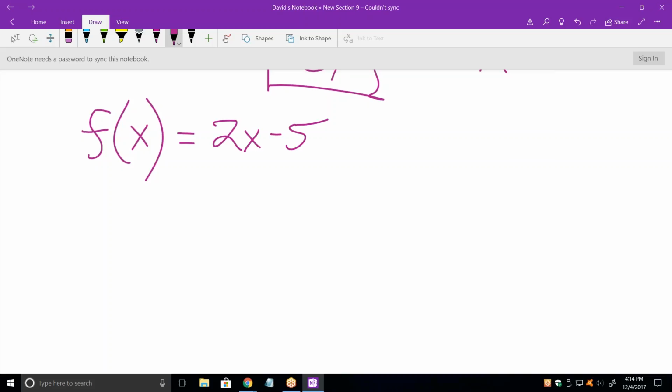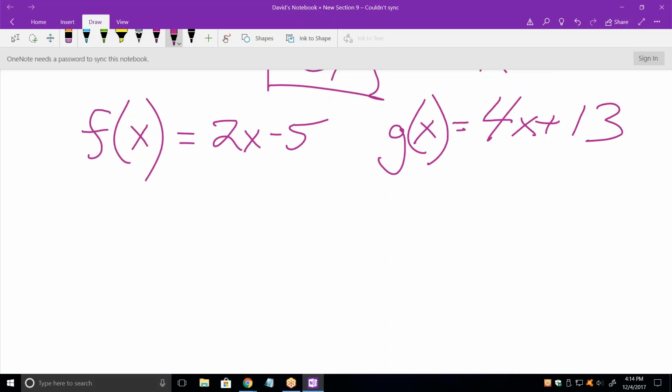Okay. The other equation is g of x equals 4x plus 13. What do they want? F plus g of x. What is that going to be? Just add like parts. So would it be 6x minus 8? 6x plus 8. Yeah. You're adding negative 5 to 13.